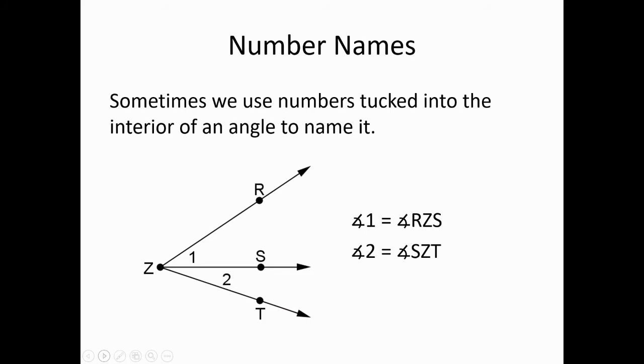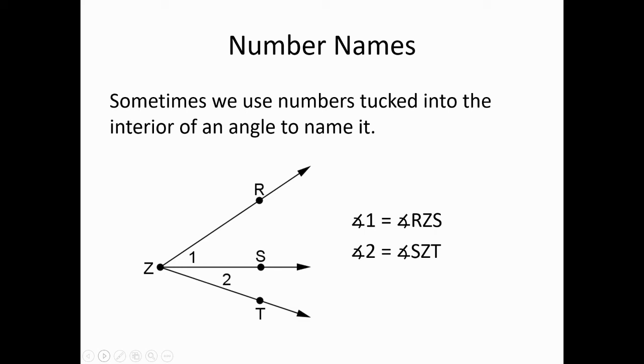Now, we'll often use number names for angles as well, the positive integers 1, 2, 3, 4, and so on. And we do this because it's extremely convenient. Very often we will tuck the number into the interior of the angle next to its vertex. So clearly, in such a case, the number will name a particular angle present in the diagram that you see. The number 1 also labels angle RZS, and angle 2 also labels angle SCT.